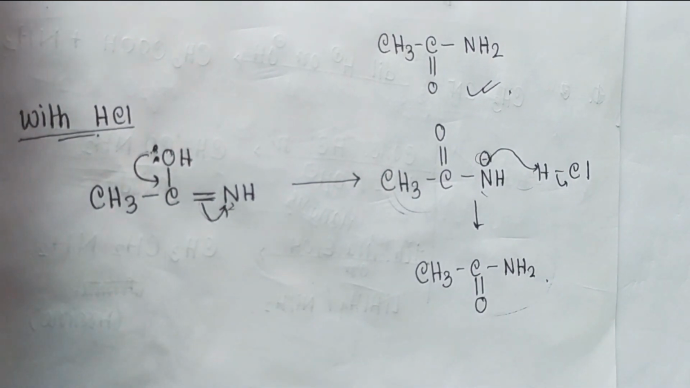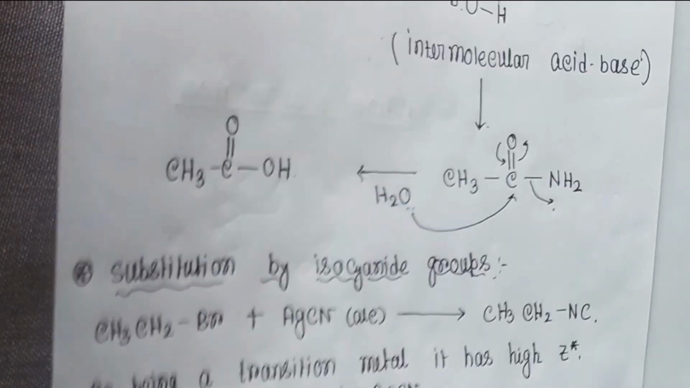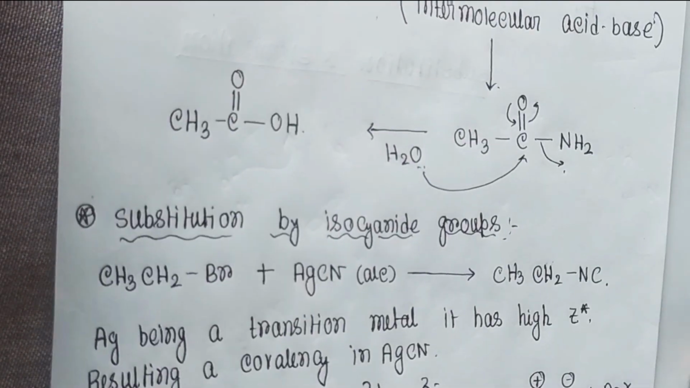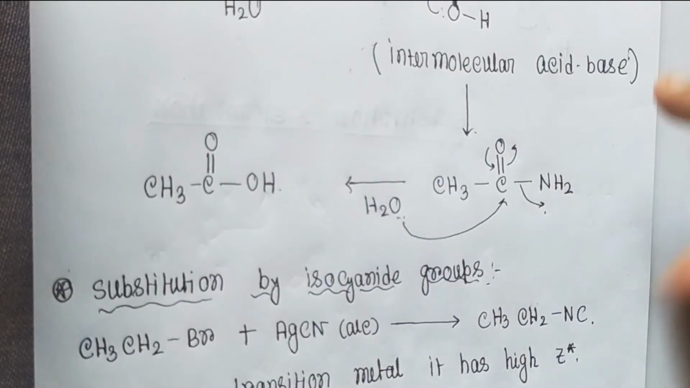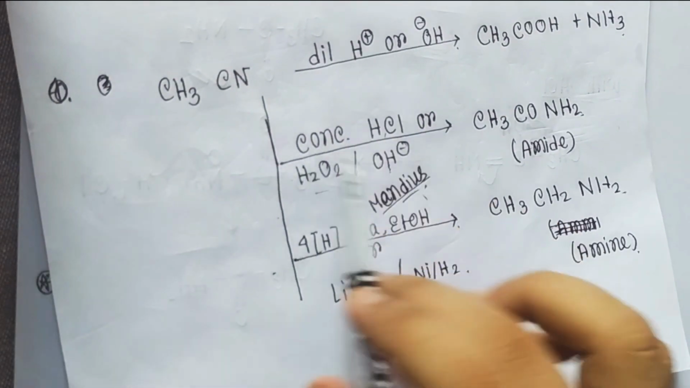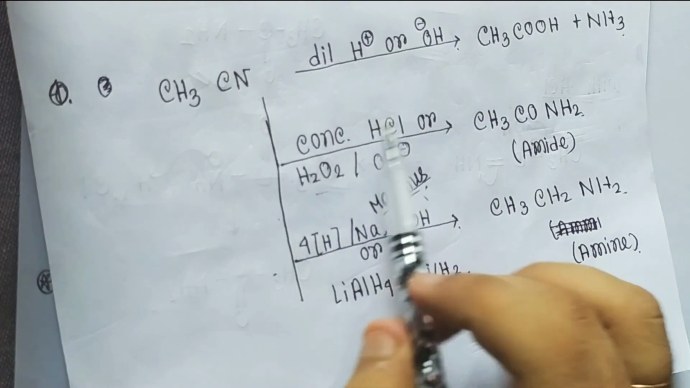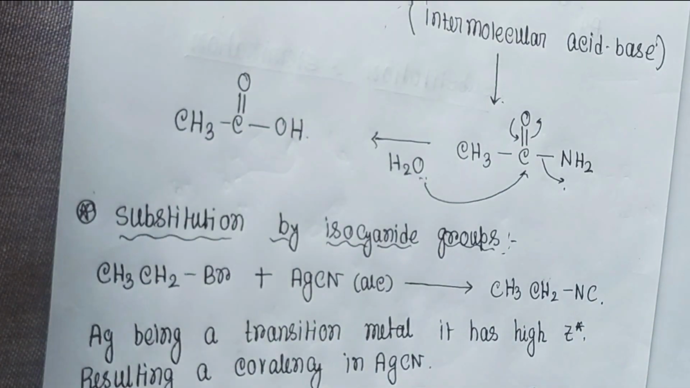Okay, so this is how this reaction occurs. Now the last thing is, we have discussed all the things. Now we have discussed the mechanism of this reaction, right? Now we are going to discuss the mechanism of how carboxylic acid is formed.